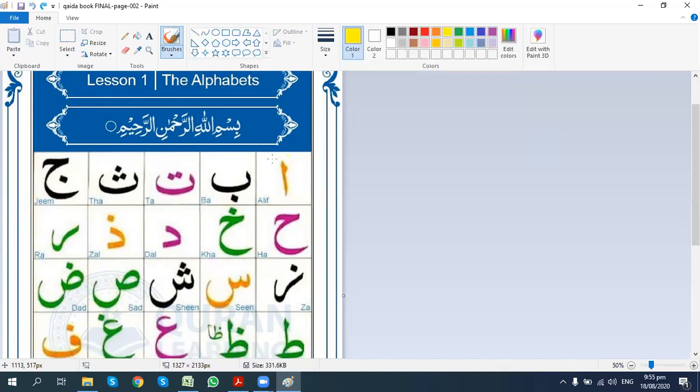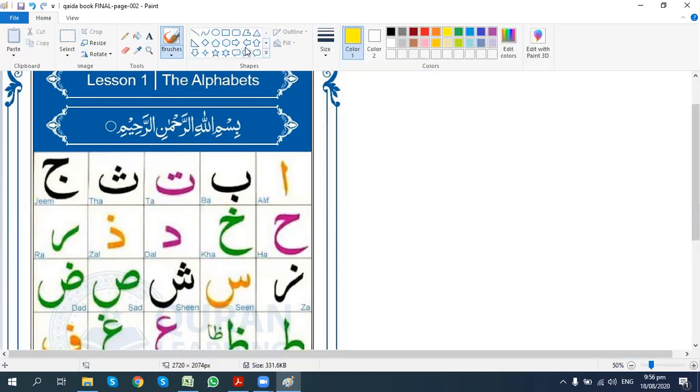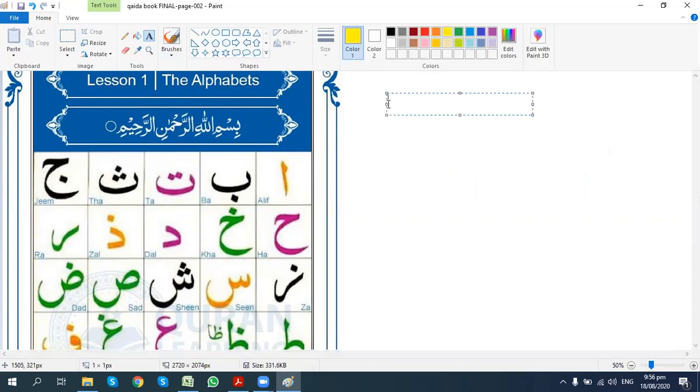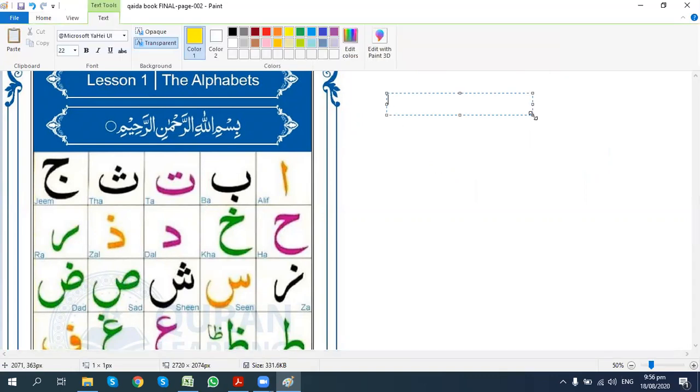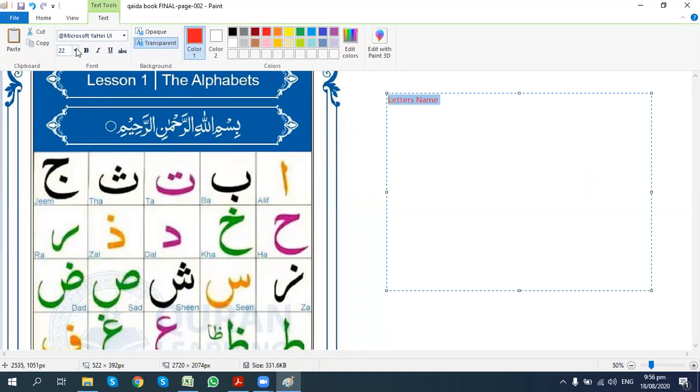Okay, after that, this is our one round. As I told you, first of all we just say the letters' names and their identification. See, on the first round we will give the letters' names. You can also write like I am writing. So letters' names, this is our first.